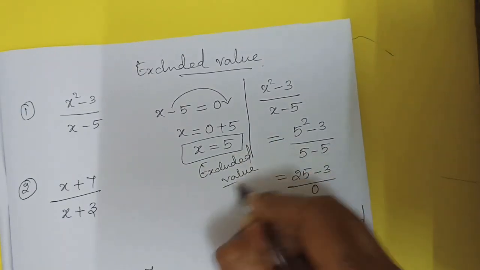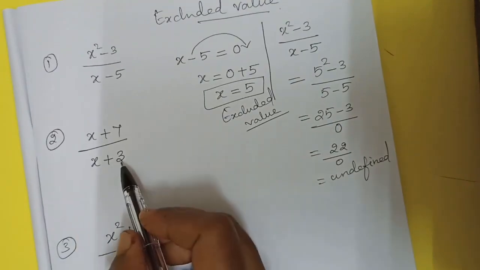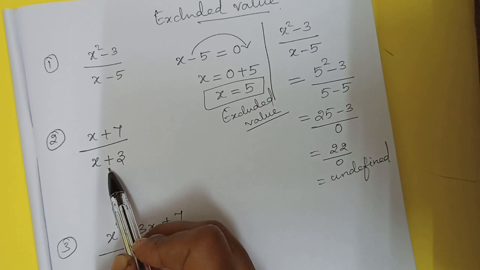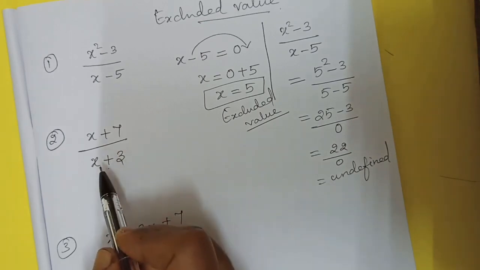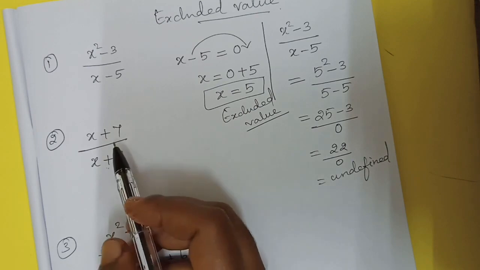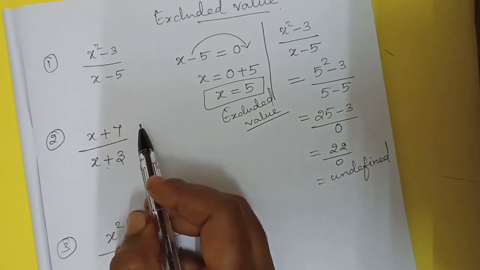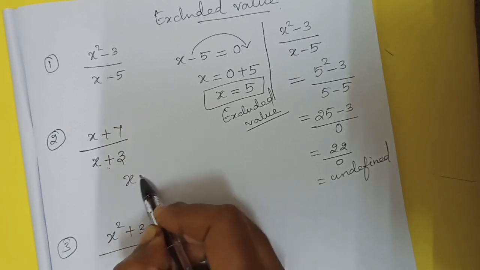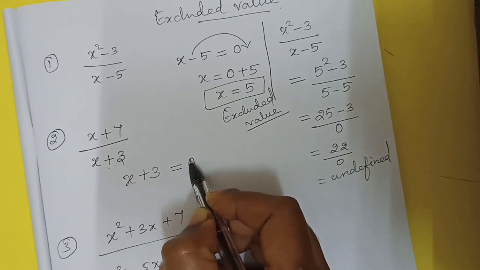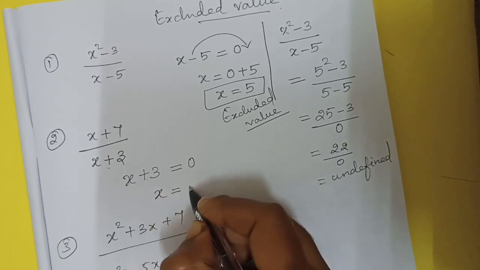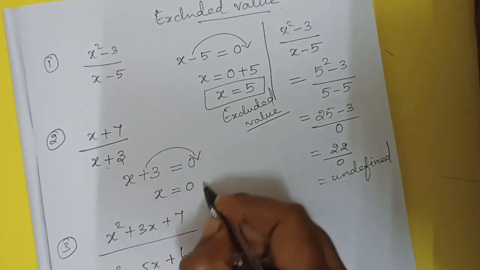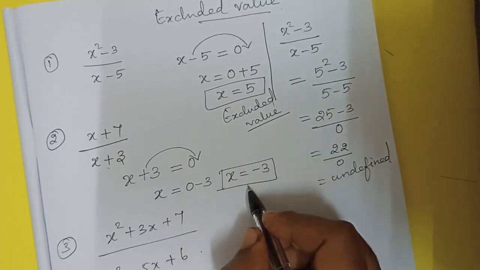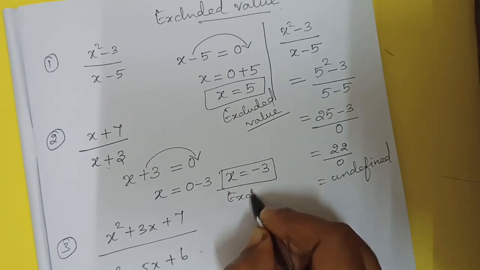Got the point? So, how will you find the excluded value for this rational expression? Say, here we need to consider the denominator should be 0. Don't worry about the numerator. Okay. So, you need to check the denominator only. So, here x plus 3 equal to 0. So, x equal to 0 when transposing this side minus 3. So, x equal to minus 3. So, here minus 3 is the excluded value.